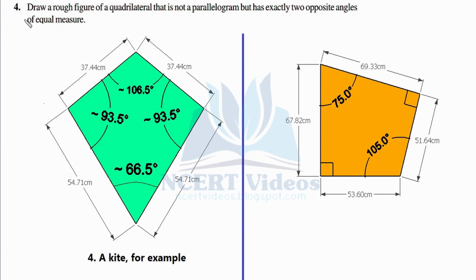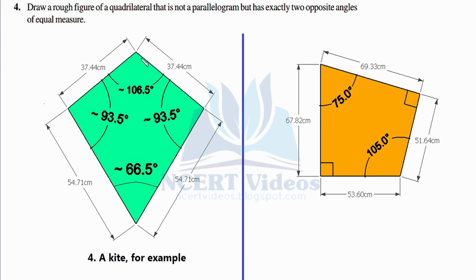Question number 4. Draw a rough figure of a quadrilateral that is not a parallelogram but has exactly two opposite angles of equal measure. Well, if you have studied this exercise carefully, then you know that a kite is an example which has exactly two opposite angles of equal measure, plus it is not a parallelogram.